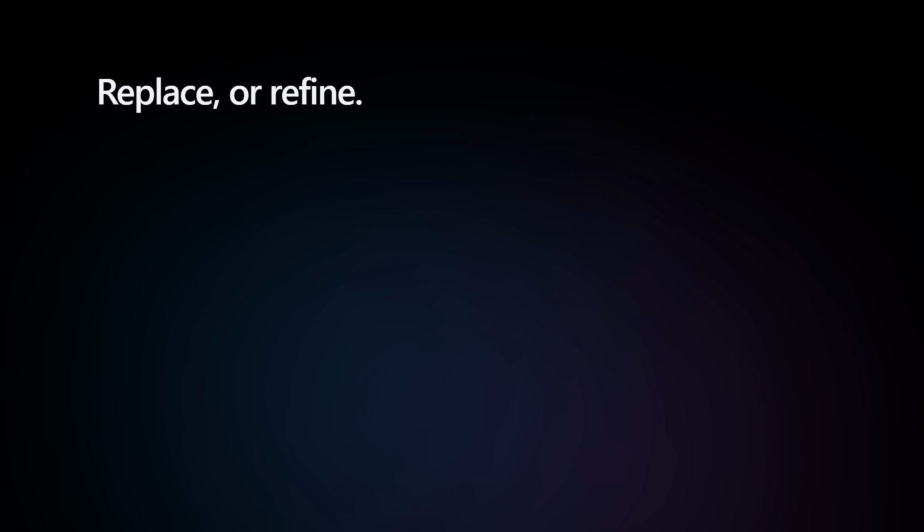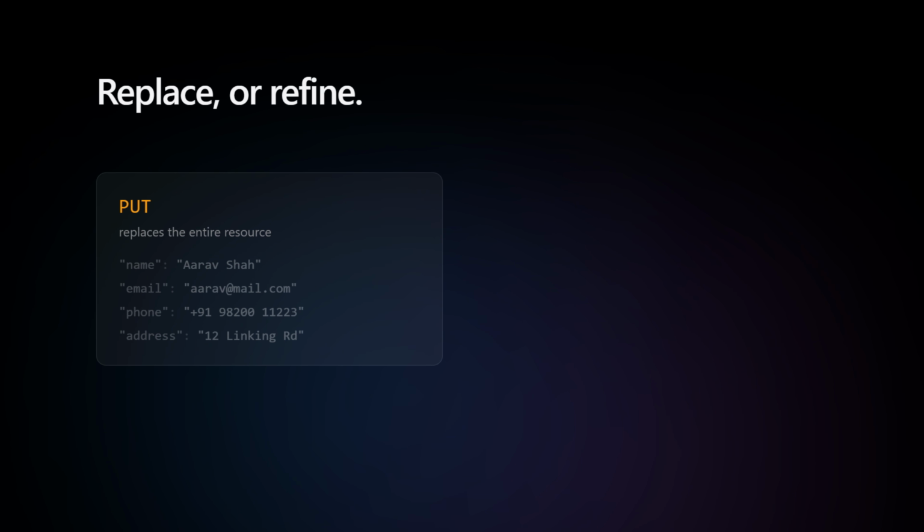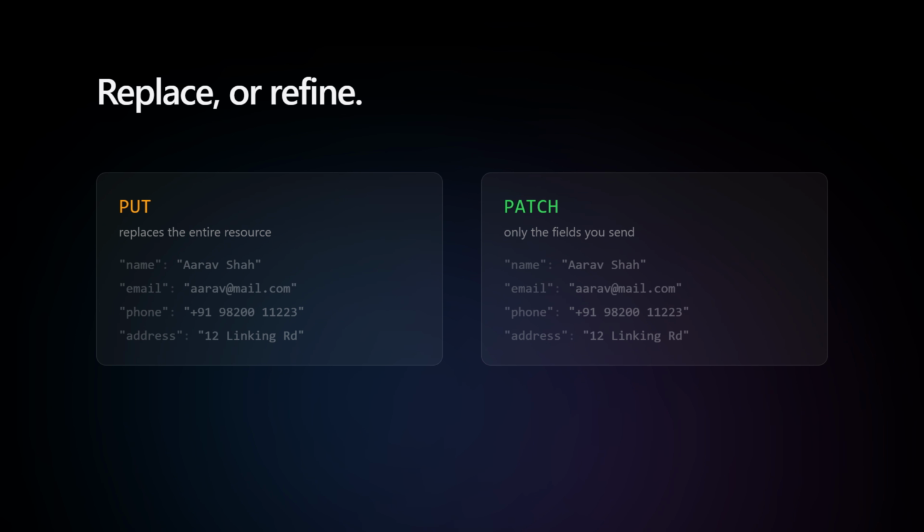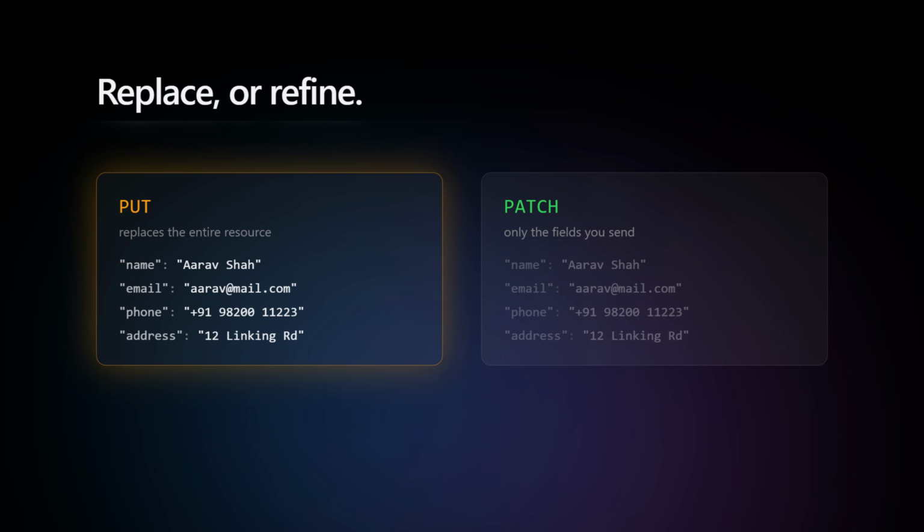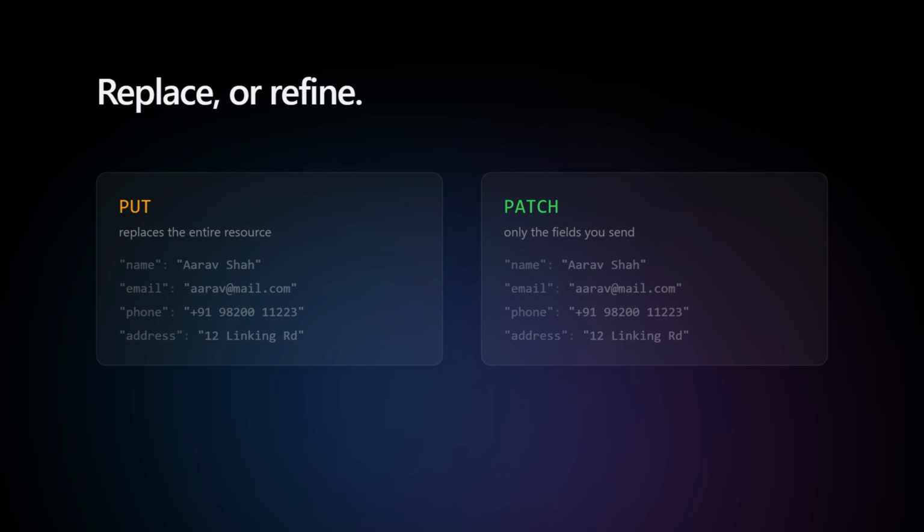Okay, here's a classic interview question. What's the difference between PUT and PATCH? It trips people up all the time, but it's actually simple. PUT replaces the entire resource. You send the complete object and whatever was there before gets overwritten. PATCH, on the other hand, updates only the fields you actually send. So if you're just changing a phone number, PATCH sends that one field. With PUT, you'd have to send the whole profile all over again.